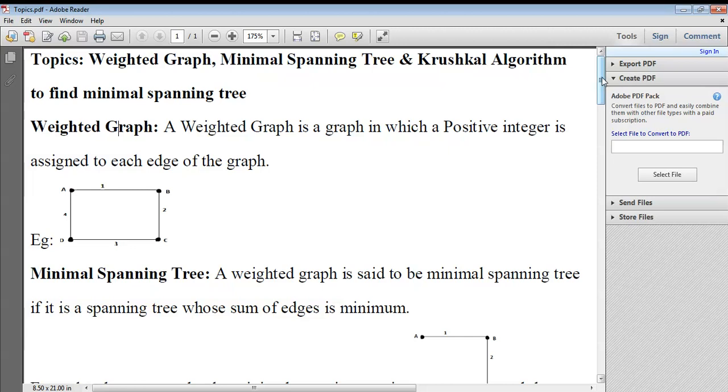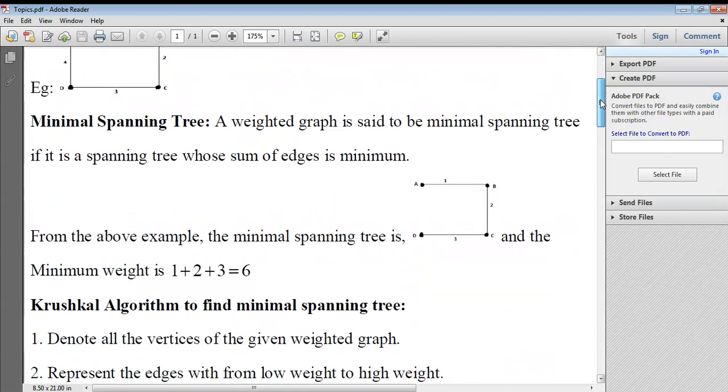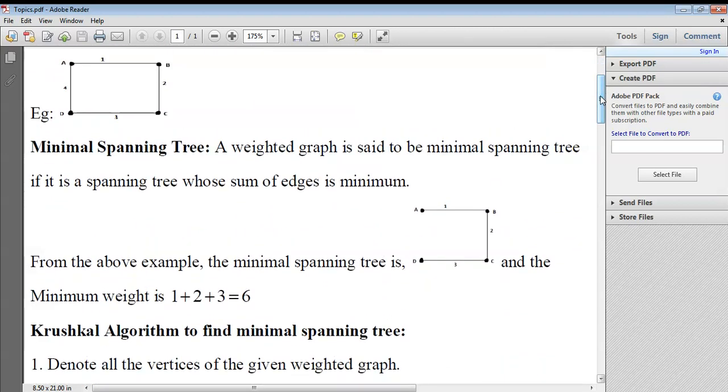Now let us see the other definition: minimal spanning tree. A weighted graph is said to be a minimal spanning tree if it is a spanning tree and also the sum of weights of edges is minimum.